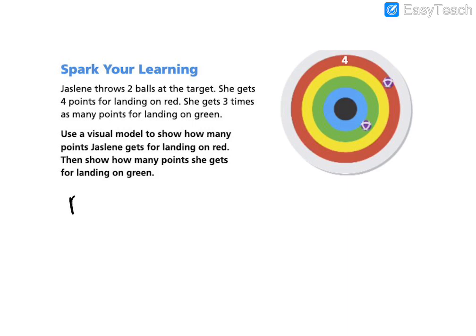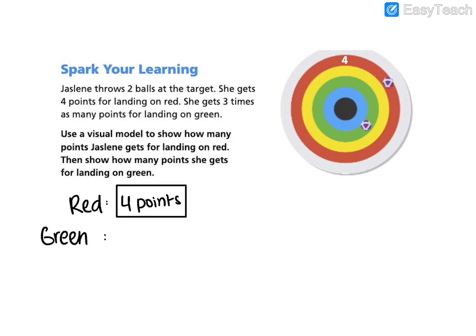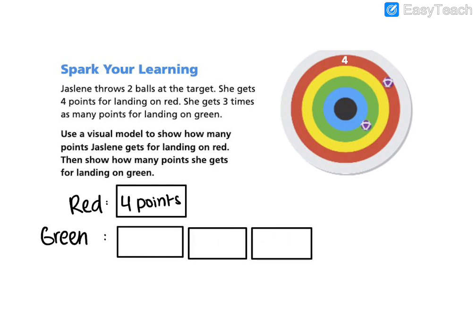Okay, so we know that for red, she's going to get 4 points. Okay, so I can show that. 4 points for red. For green, she's going to get 3 times as many. So 1 time, 2 times, 3 times as many. And each of those 3 times is worth those 4 points that she gets from landing on red.